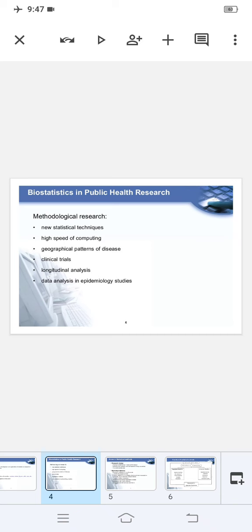Then clinical trial studies, you know that there are several phases in clinical trials. Then longitudinal analysis, and data analysis in epidemiology studies. These are all the various areas in which we are going to apply biostatistics.